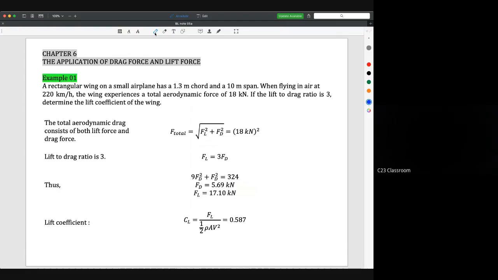Today I would like to share a few examples to calculate the drag and lift force, because previously we learned the application of the boundary layer, and finally we learned about the lift force and drag force generated by an airfoil.